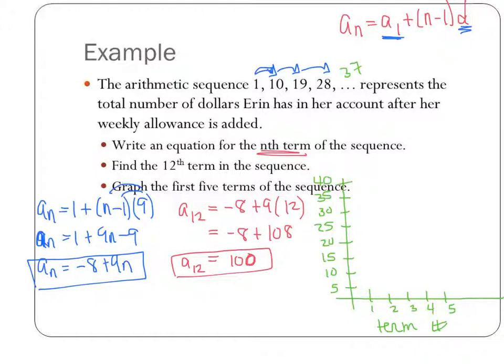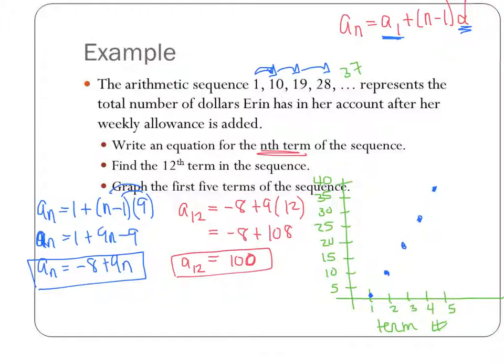And you're just going to plot points. You're not going to connect these. Okay, these are just going to be 5 points. 1, 1 is a point. 2, 10 is a point. 3, 19 is a point, 4, 28 is a point, and 5, 37 is a point. And these should be linear, okay, because you're adding that same amount every time. And that's what you're going to do.